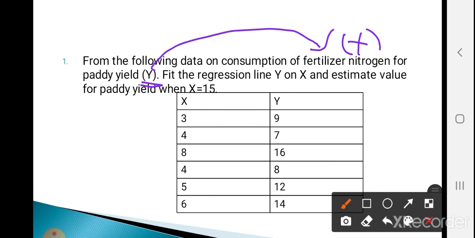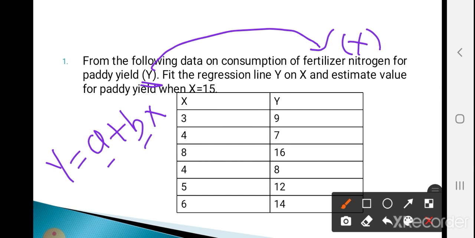Here we need to fit the regression line y on x, that is y is equal to a plus bx. There is a correlation between the paddy yield and consumption of fertilizer nitrogen. First we need to find out the values of a and b by using the least square principle.